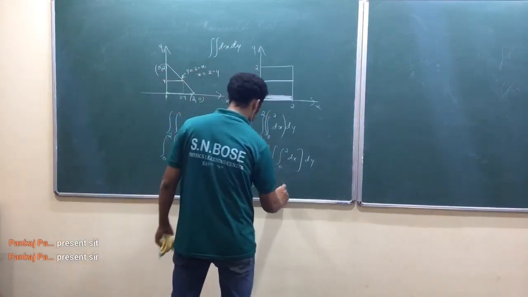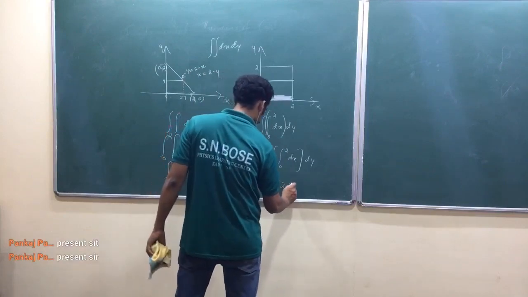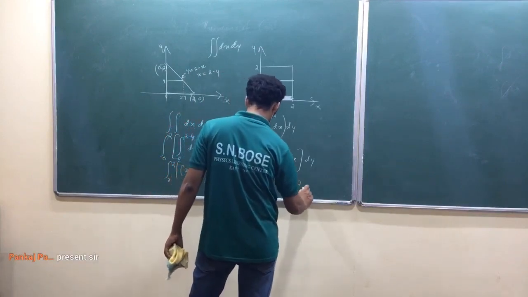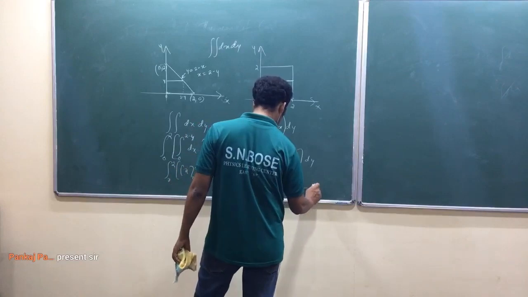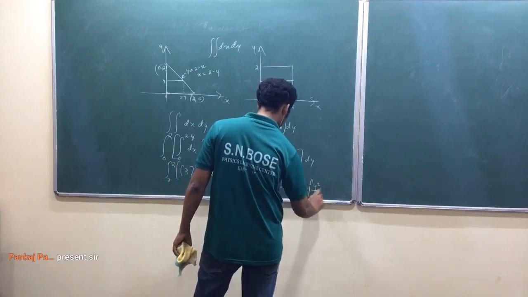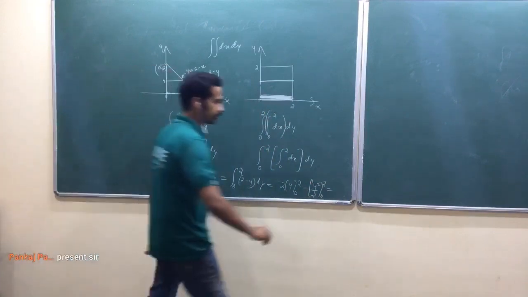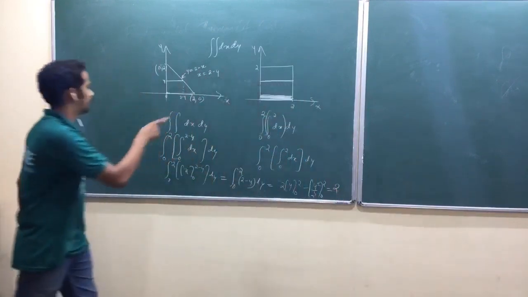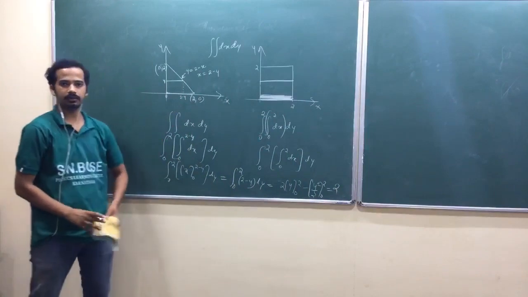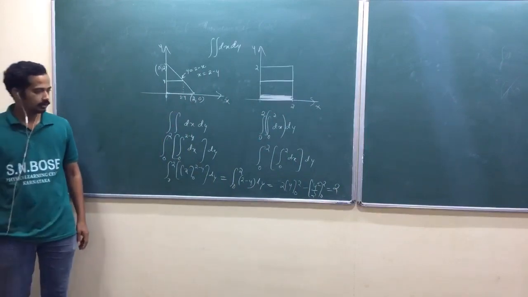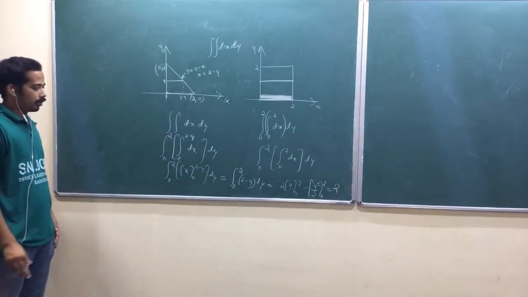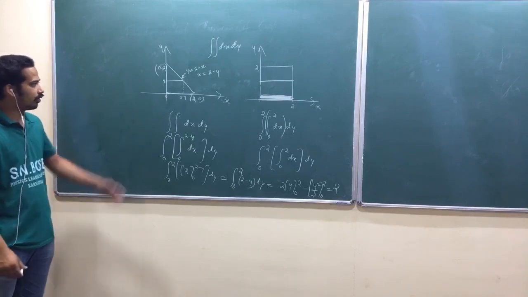2 into y running from 0 to 2 minus y square by 2. Y square by 2 running from 0 to 2. What is the answer? 2. That's correct. Half length into height. Am I right? That's the area of that one. Isn't it? So again, you know how to find area of this one.